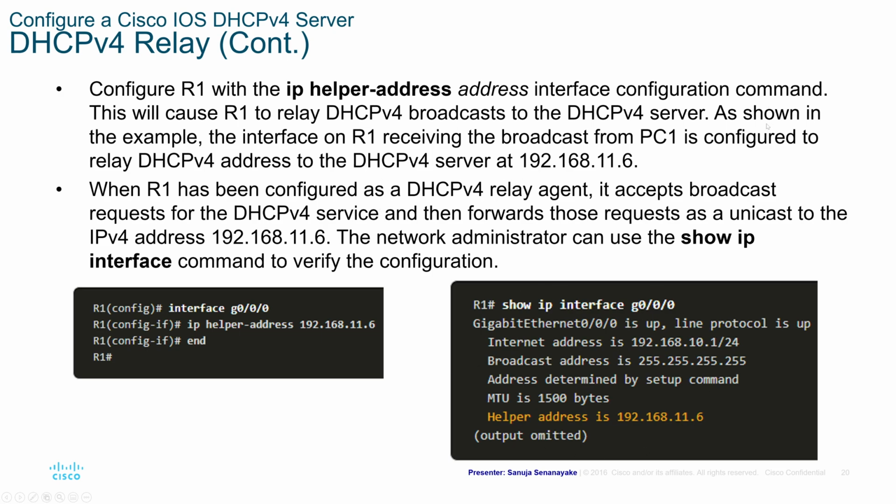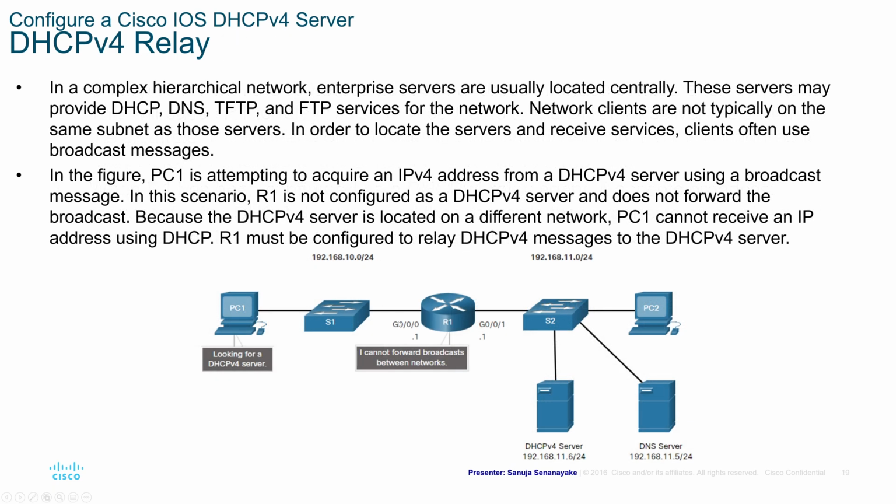I also need to highlight one more thing here. If you look at our network diagram right here, the G0/0 is the interface that is facing the 192.168.10.0 network. So remember that. That is the interface which is the PC1 default gateway, the interface for this network. So the IP helper address, which is the 192.168.11.6 address that we are entering for the relay of the DHCPv4, will be given on that interface.